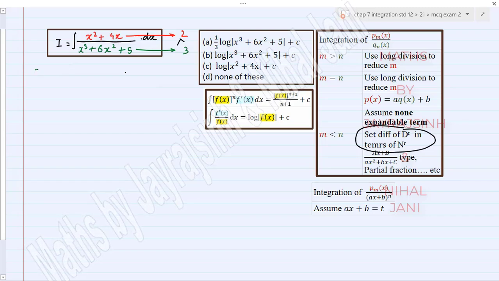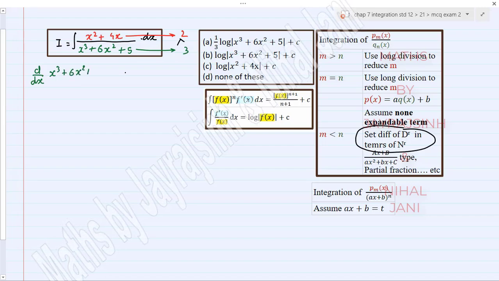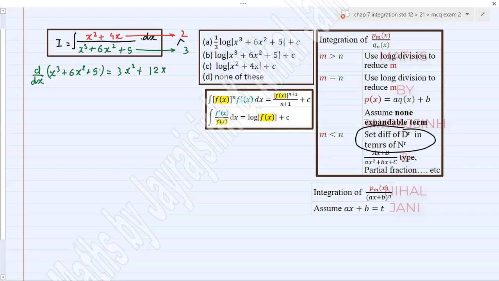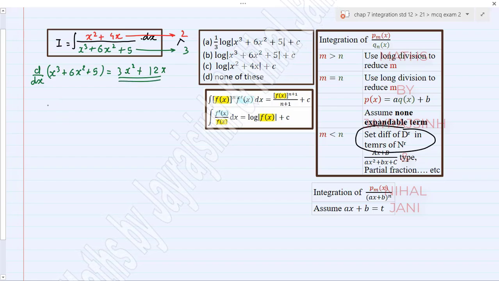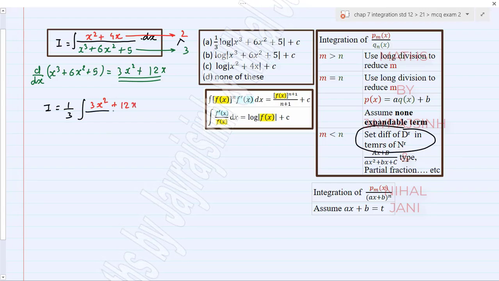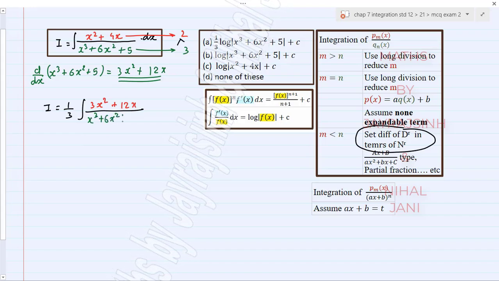So let's check the differentiation of your denominator, which is x cube plus 6x square plus 5. Differentiation of x cube will be 3x square. Differentiation of 6x square will be 12x, and differentiation of 5 will be 0. So we need 3x square plus 12x, and for that we have to multiply and divide by 3. So we will get 3x square plus 4 3s are 12x upon the denominator, which will be as it is.